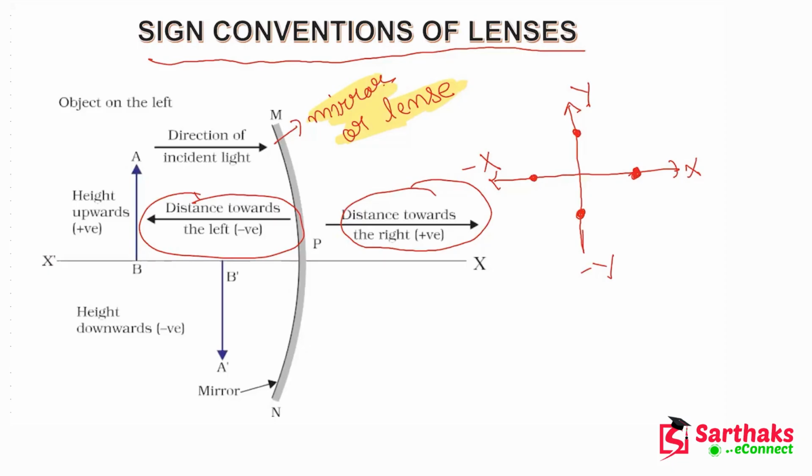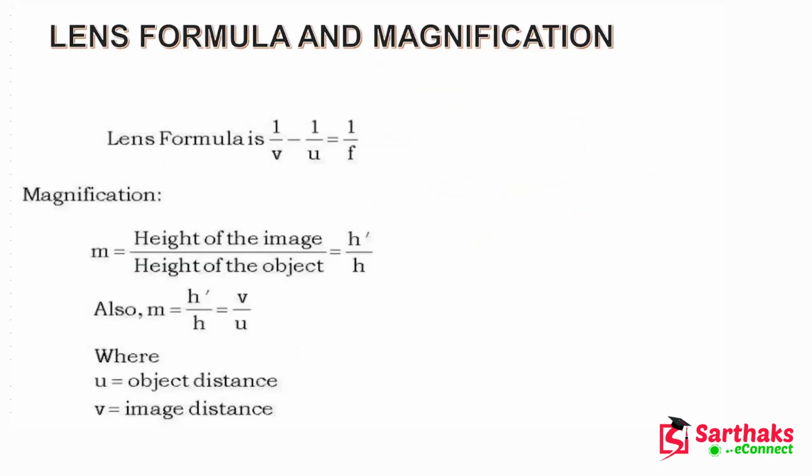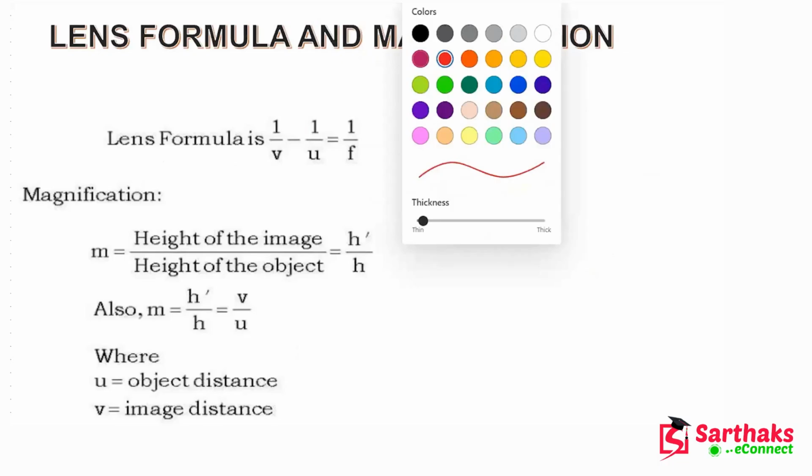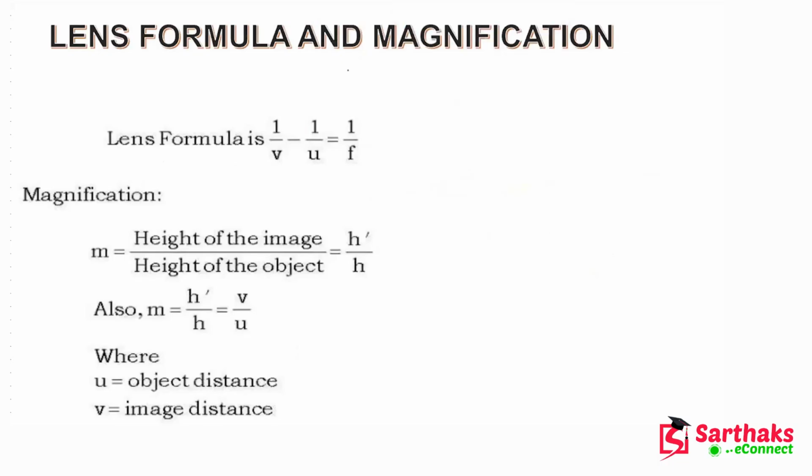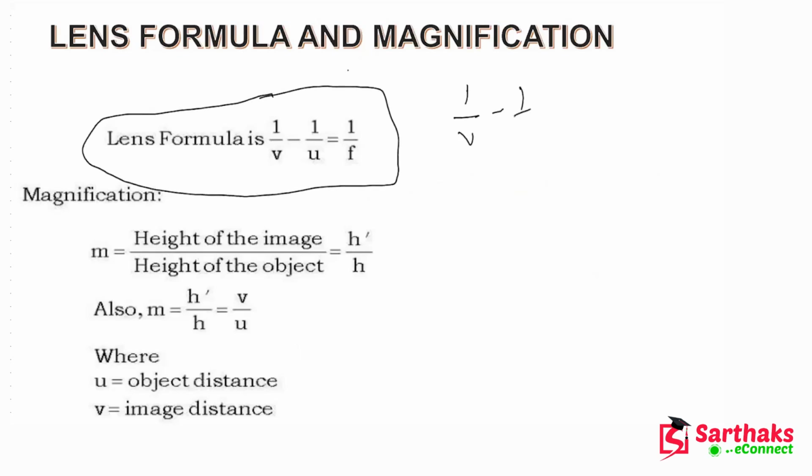Now, let's move on to the next slide and try to understand the lens formula and magnification. So this is our lens formula: 1/v minus 1/u is equal to 1/f.